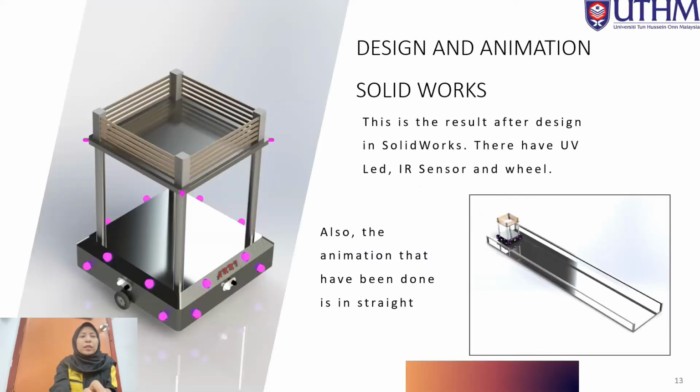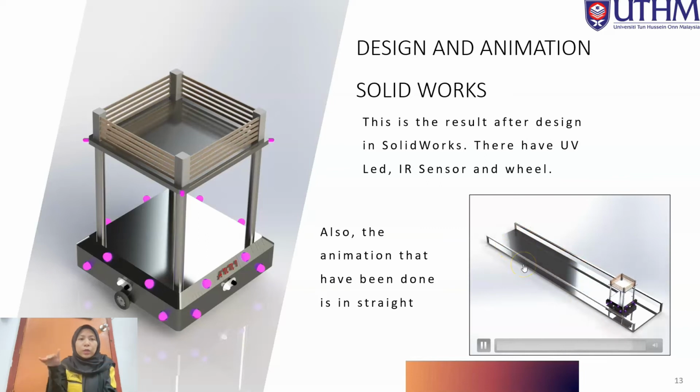As you can see here, this is the design we made in SolidWorks, and we have a UV LED. The UV LED is the violet one, this one is the IR sensor, and this is the wheel. We can see the animation that has been done. So we play it. I did the animation for moving forward.